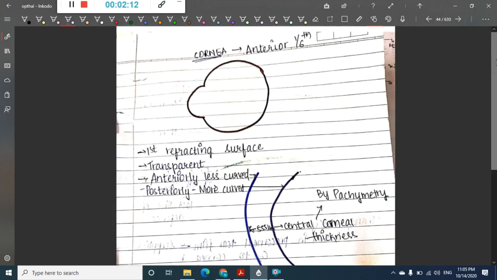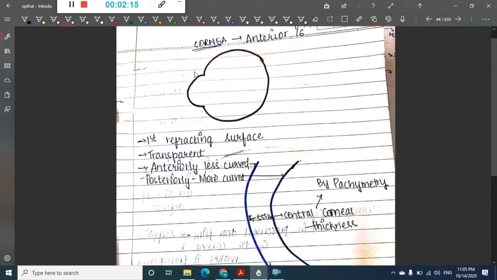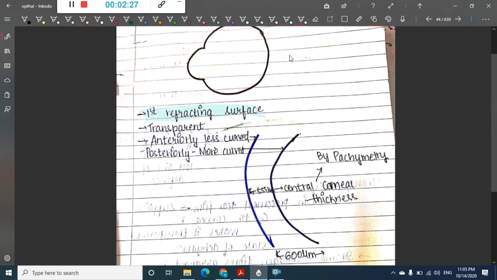Cornea is nothing but the anterior one-third of the eyeball. The first refracting surface is present in cornea. It is the first refracting surface, and it is also transparent. Anteriorly it is less curved, and posteriorly it is more curved. This is one thing which you have to remember.